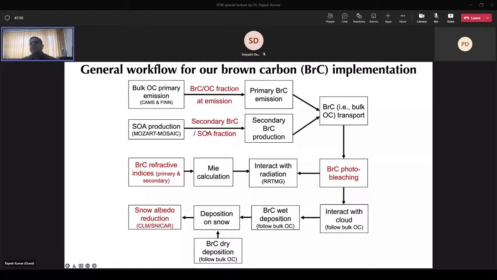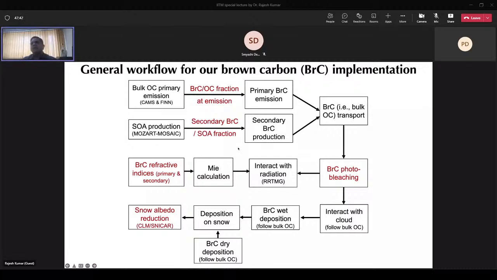And then the secondary formation from the aromatic volatile organic compounds is also considered. So both the primary and secondary components contribute to the bulk organic carbon, which is then subjected to the transport processes, including resolved advection, as well as subgrid scale processes like PBL mixing, diffusion, and convective transport. So this is just the emissions and transport part.